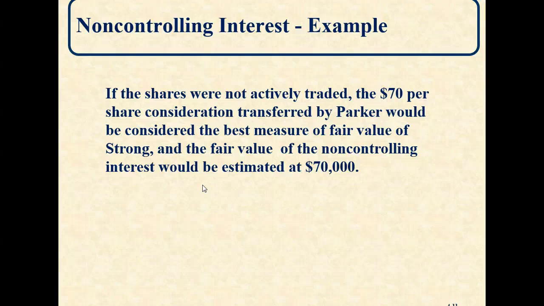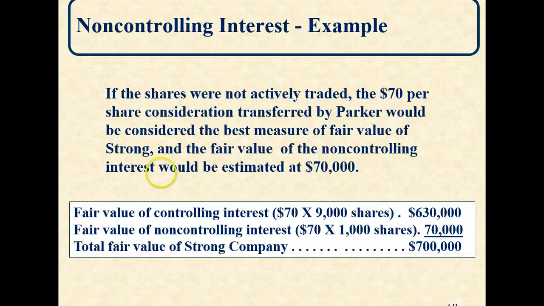So in the case where we don't know, because it's not actively trading, then we would assume the fair value of the minority interest would be $70 a share. This is assuming it's not actively trading on the market. So in this scenario, if we are giving consideration of $630, the fair value, if it's not trading on the market, we're going to assume is the same amount of what we're paying for it, or $700,000.